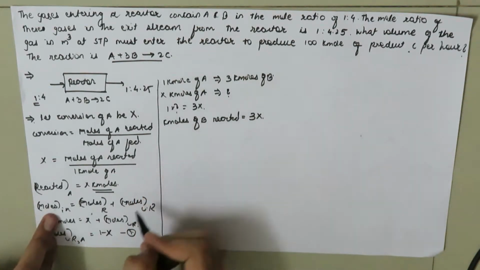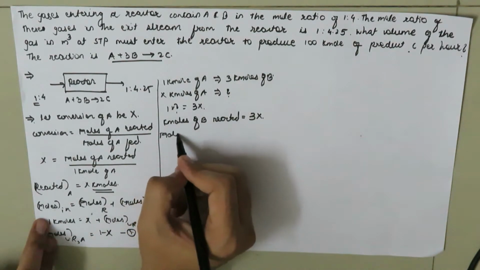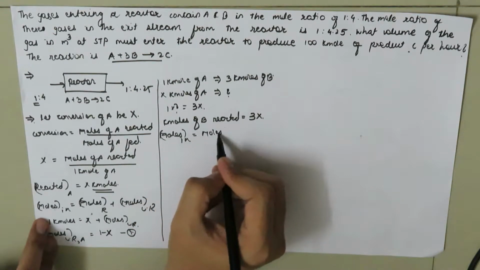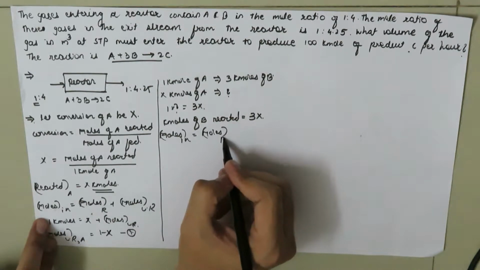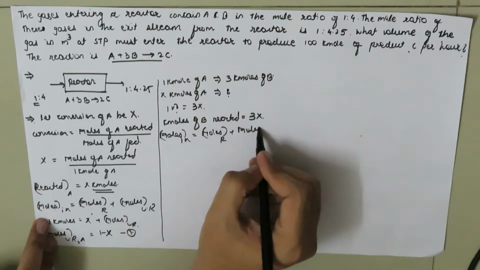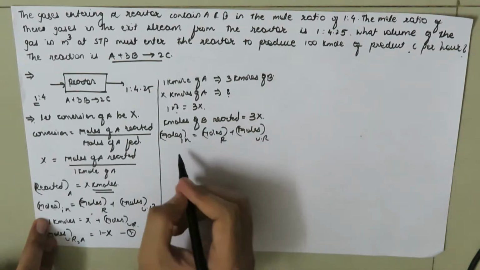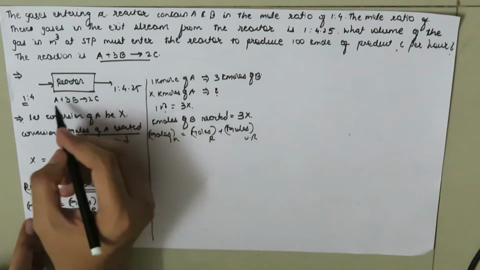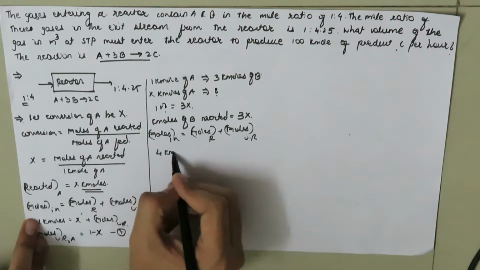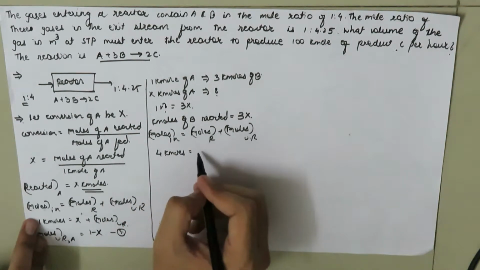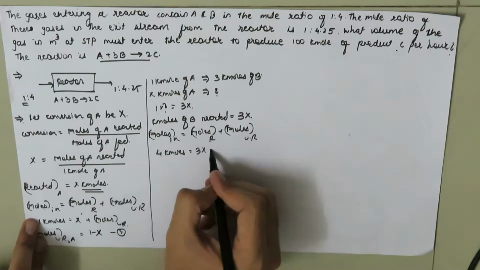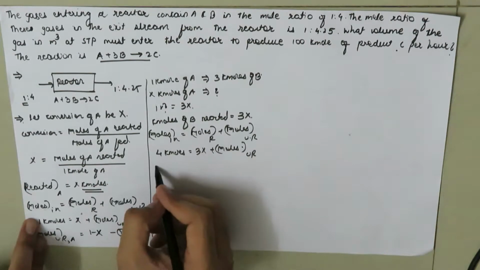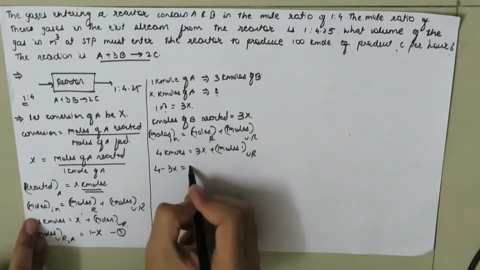From the mole balance, again we can write that moles of B in should be equal to moles of B reacted plus moles of B unreacted. So the moles of B in is 4 kilomoles, which is equal to the moles reacted, 3X, plus moles unreacted. So 4 minus 3X will be the moles unreacted of species B.